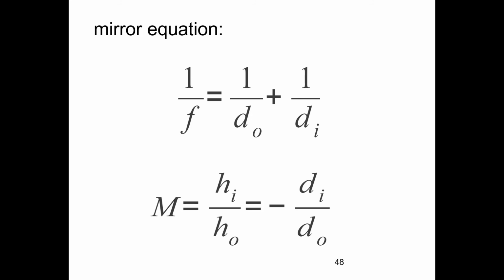What might not be so obvious is that you can also find the magnification by taking the distance of the image divided by the distance of the object.